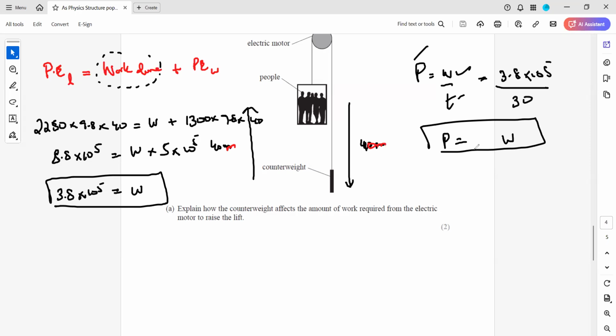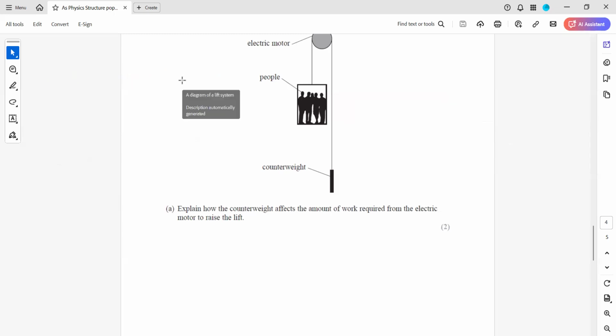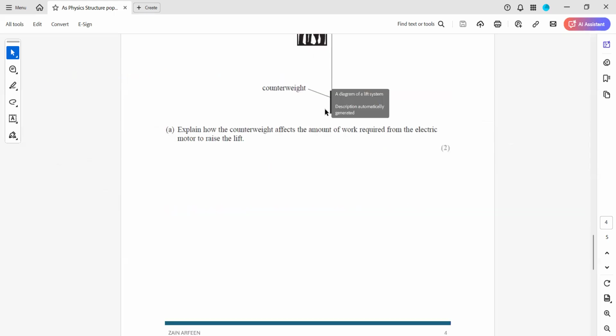Which is 1.2 exponent 4. Okay. So 1.2 exponent 4 is the power of this electrical motor. Is it clear, this one? This is the useful power, the power which is generated by the motor.